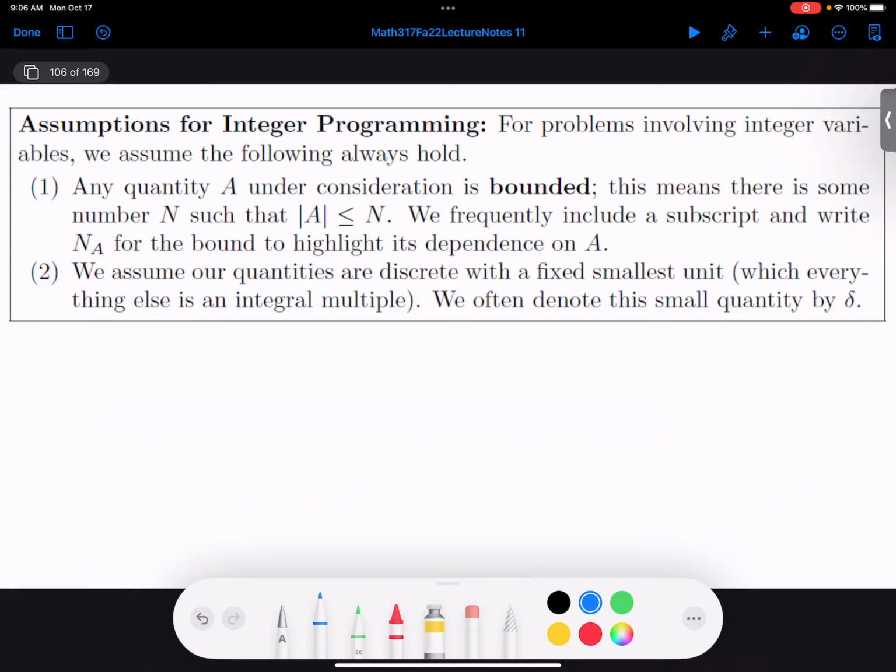So I'm going to assume any quantity under consideration is bounded. Okay? Is this a reasonable constraint to have in the real world? Can you think of any resource in the real world that you have infinitely much of? No. I am not saying that the bound is a reasonable number.